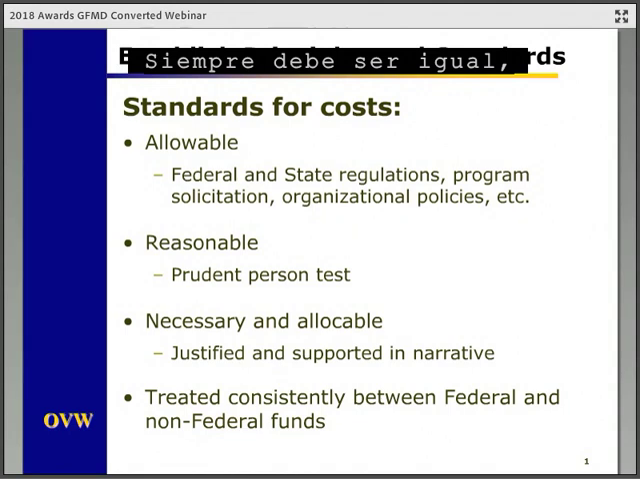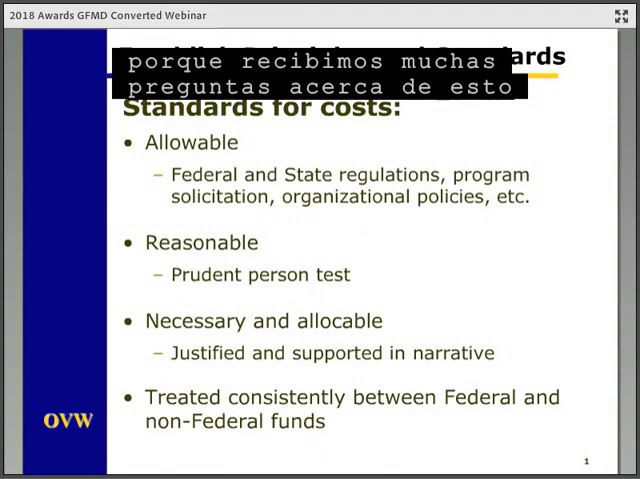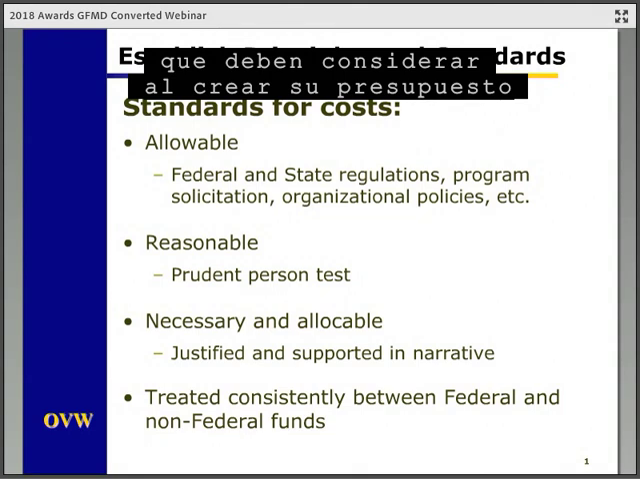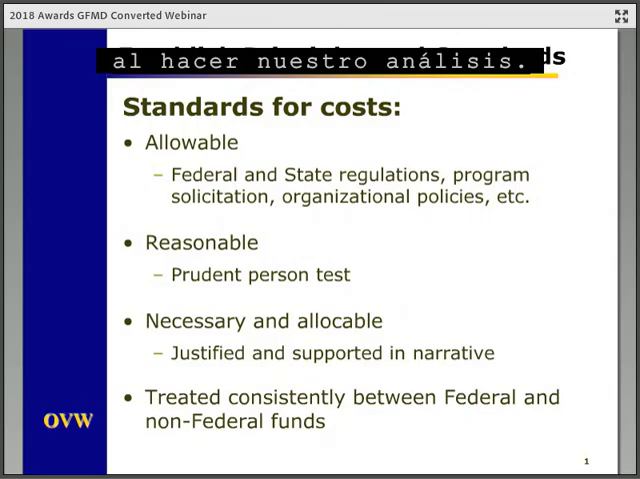It should be the same across the board, and you'll hear me mention that a lot throughout this training because we get a lot of questions about this for different types of costs. So these are the things that you should consider when creating your budget because they're the exact things that we think about when we review.